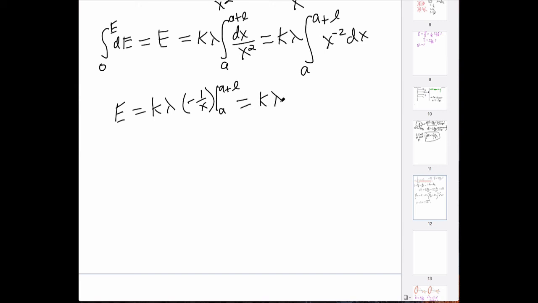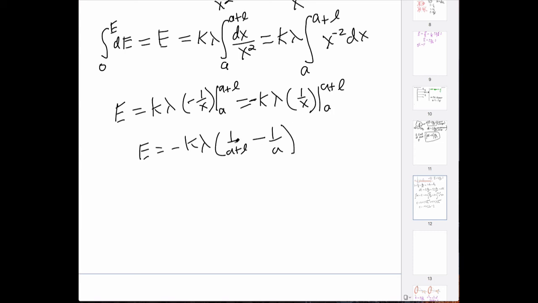So k times lambda, and then let's move the negative out in front right here. So then I've got 1 over x, a to a plus L. So E is now negative k times lambda, and I've got 1 over a plus L minus 1 over a. So you plug in the top value, minus plugging in the bottom value there.